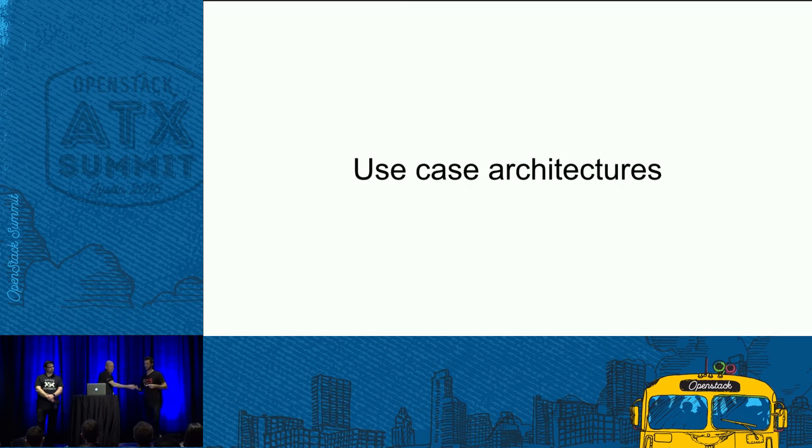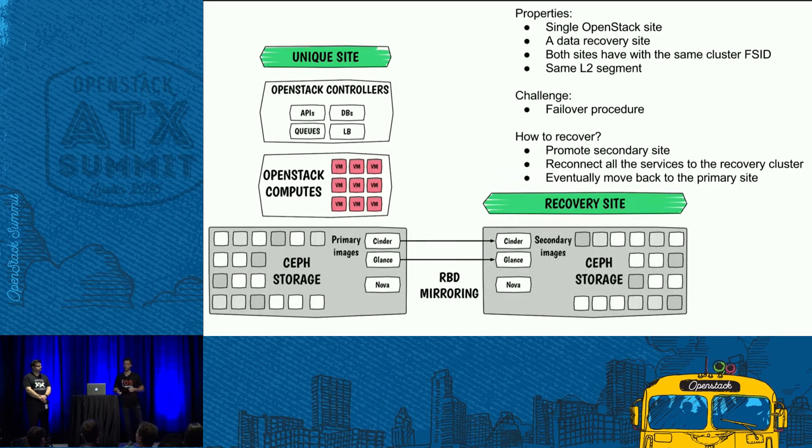Yeah. Thanks, Sean. So in the next couple of slides, I'm going to present some architectural examples that aim to address the multi-site use case. The first one is rather simple, and it can be called the recovery site, where you effectively have a single OpenStack site with cloud controllers, computes, and a Ceph cluster, and on the other side, you just have a single Ceph cluster. Why are we doing this? It's fair to ask, why wouldn't it be easier to simply stretch the cluster across both locations?